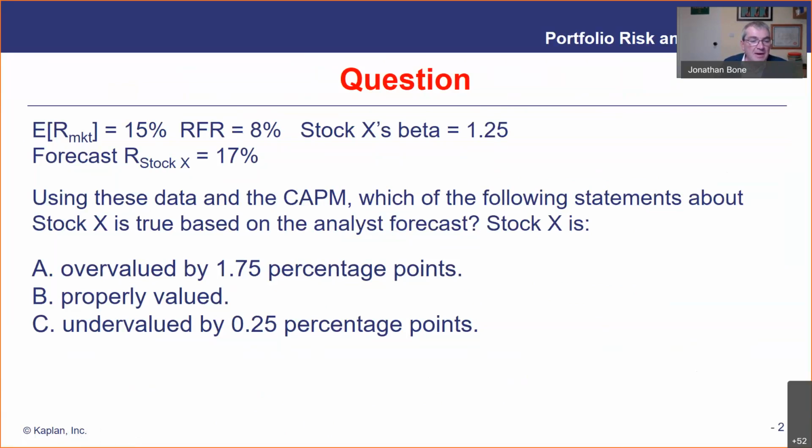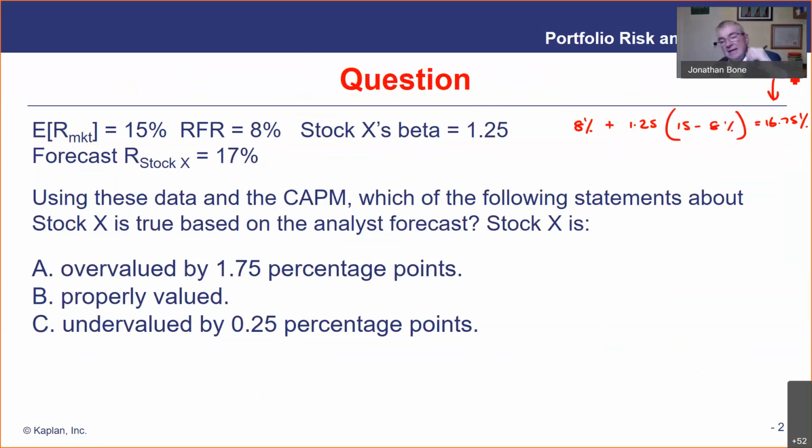So expected return on the market 15, risk-free rate 8, stock's beta 1.25. So let's use this to work out our required return given CAPM, given the stock's level of systematic risk. So 8% plus the stock's beta 1.25 times the return on the market minus the risk-free rate. So let's have a look at that. What do we get there? 7 times 1.25 plus 8, 16.75%. Okay, that's my required return.